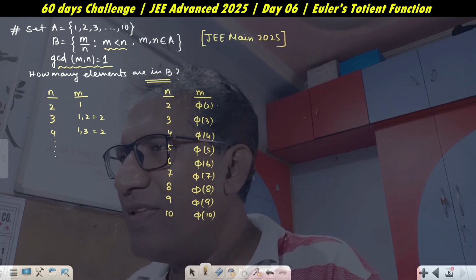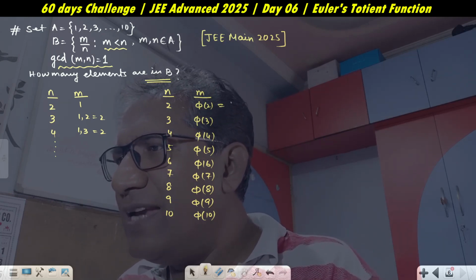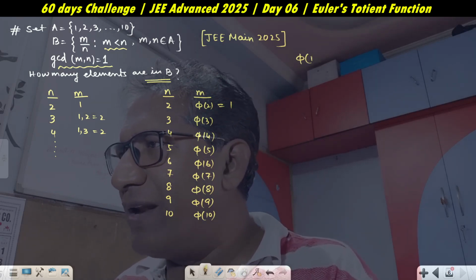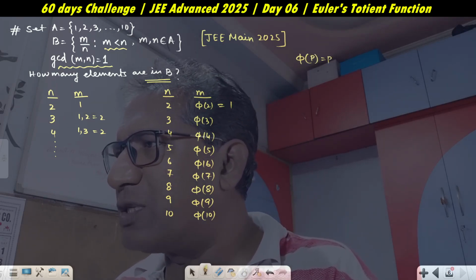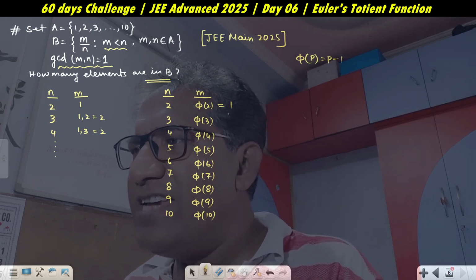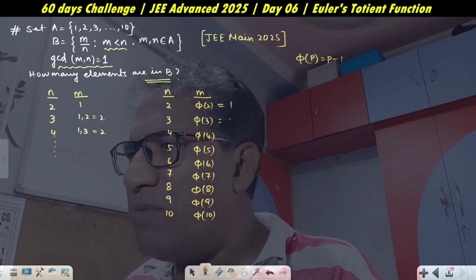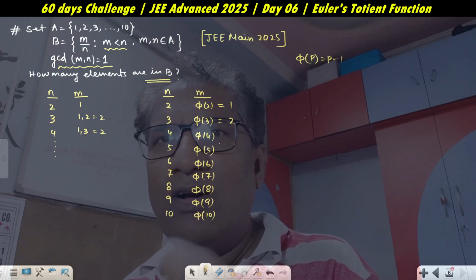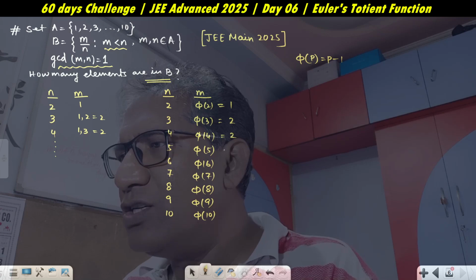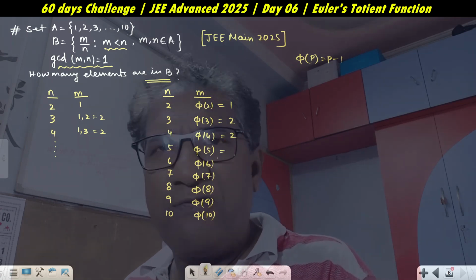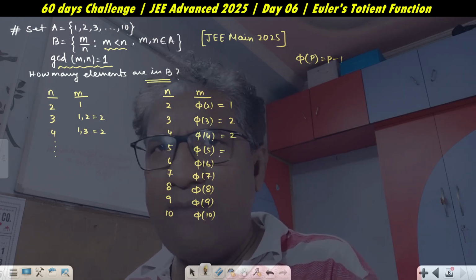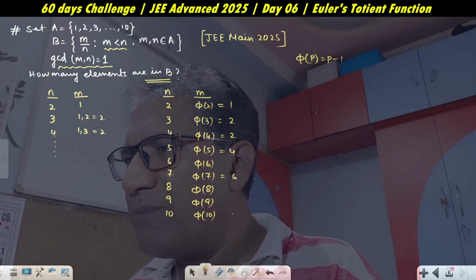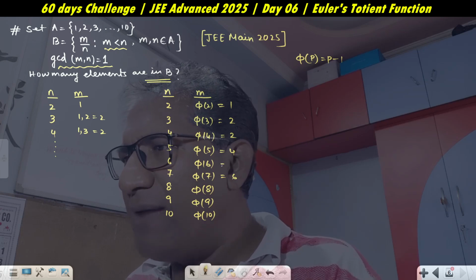Check it now. Phi of 2 is 1 because 2 is a prime. What we have learned is that for any prime, the Totient number is p minus 1. So for phi 2 it is 1. For phi 3 it will be 3 minus 1, that is 2. For 4 it will be 1 and 3, so it will again be 2 numbers. What is phi 5? 5 is a prime number, so it will be 4. Phi 7 will be 6. No more prime numbers are there.